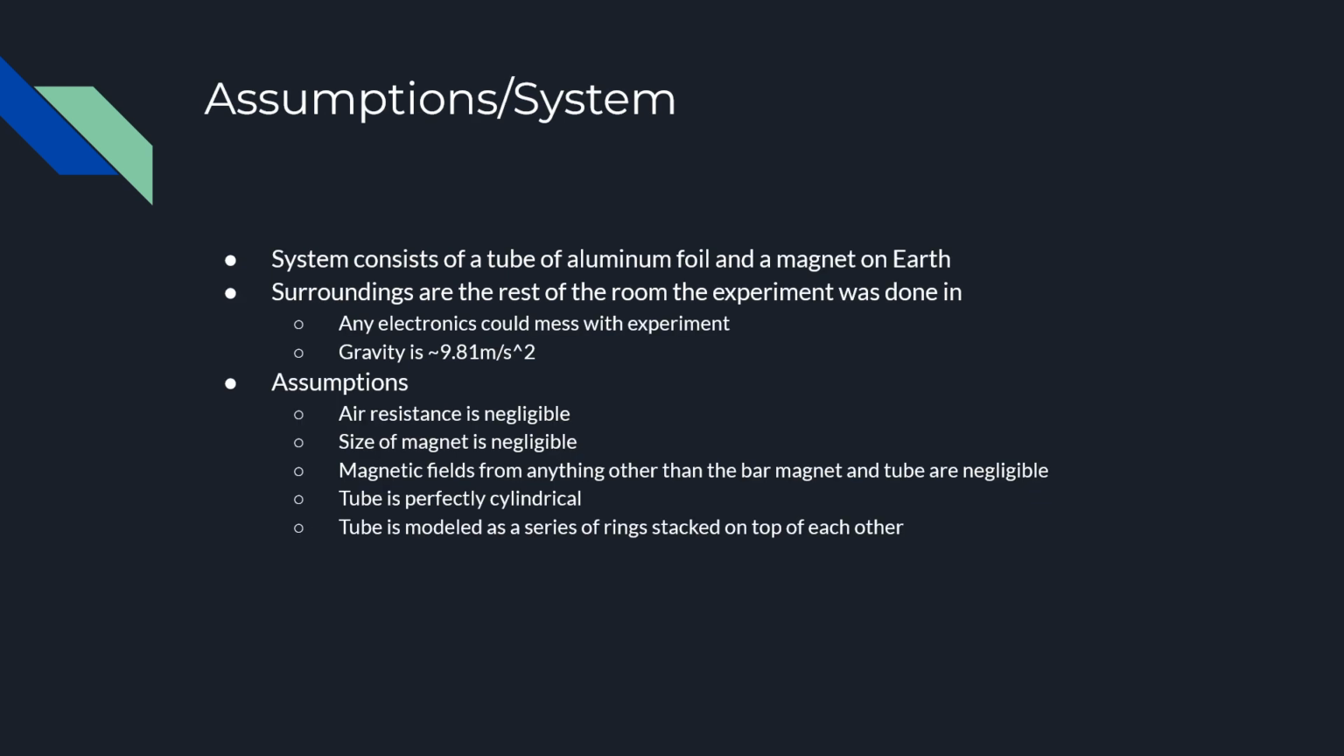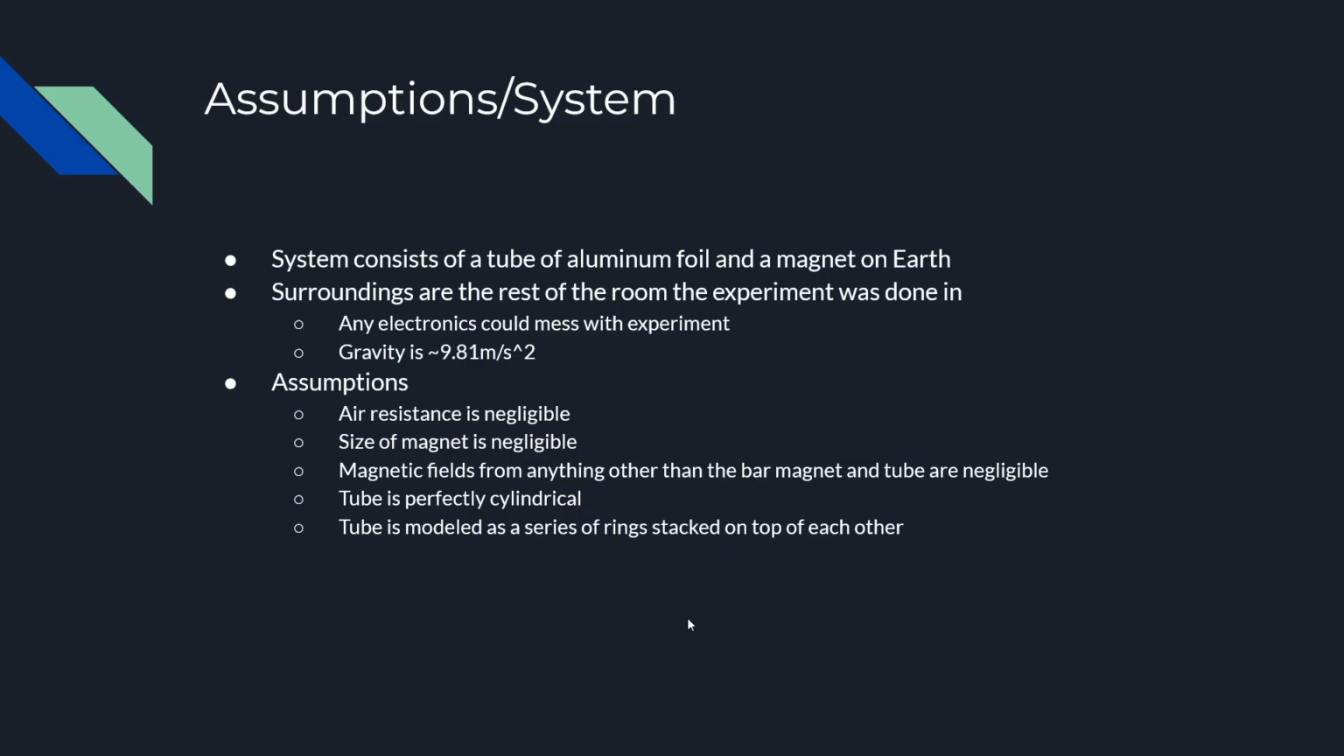So the system is a tube of aluminum foil and a magnet on Earth. The surroundings are the rest of the room the experiment was done in, so any electronics could mess with the experiment. The magnetic field of the Earth could mess with the experiment, and gravity is going to be about 9.81 here in Georgia Tech.